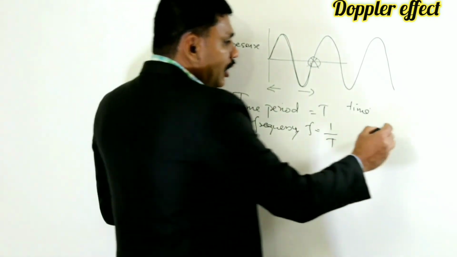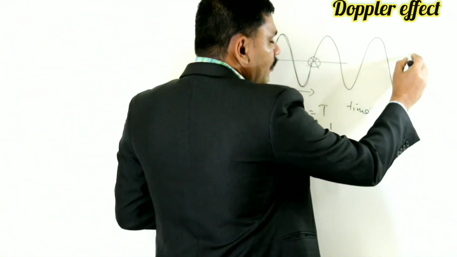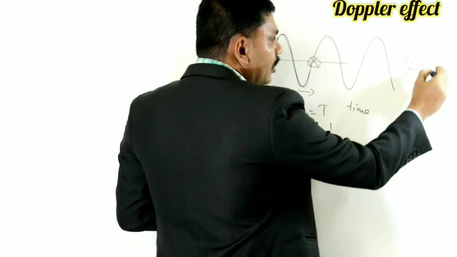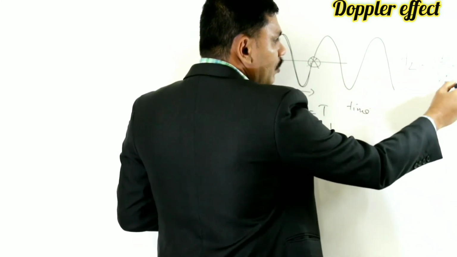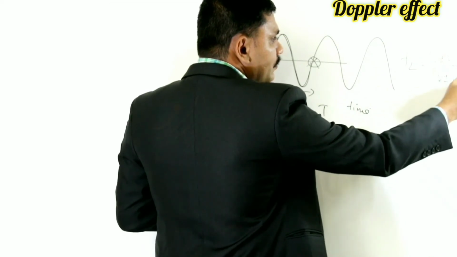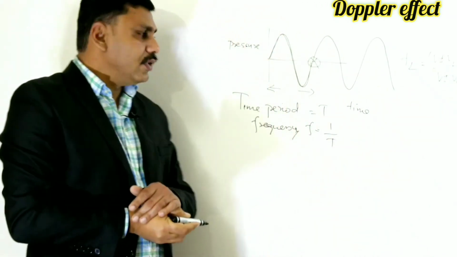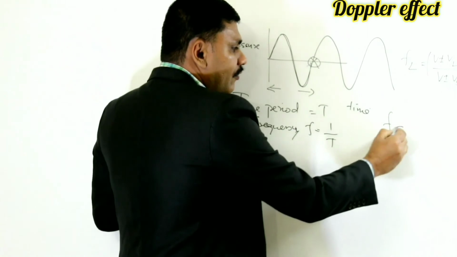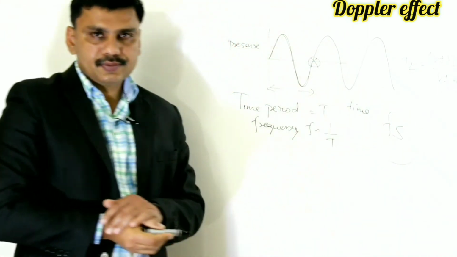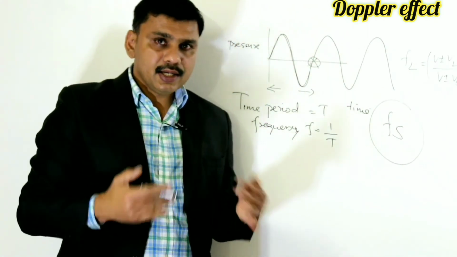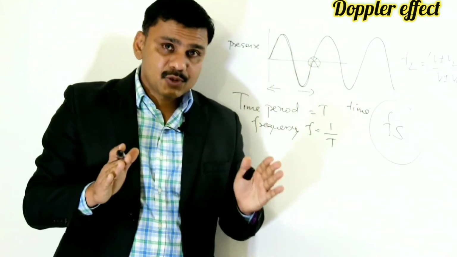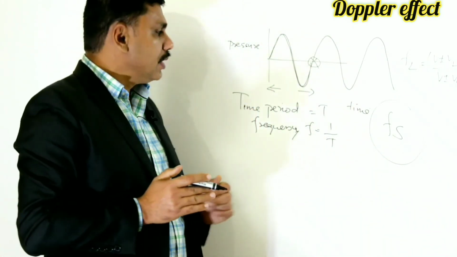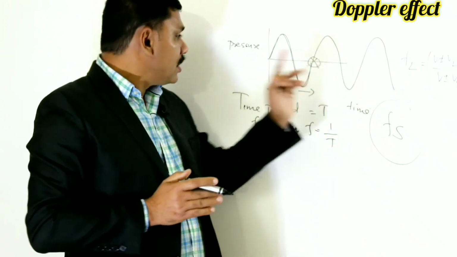So what is that? Fs in the equation. The frequency heard by the listener, Fl, equals (V plus or minus Vl) divided by (V plus or minus Vs), into Fs. So from the graph you are calculating Fs, that is the frequency produced by the source. That is the actual frequency of the sound.